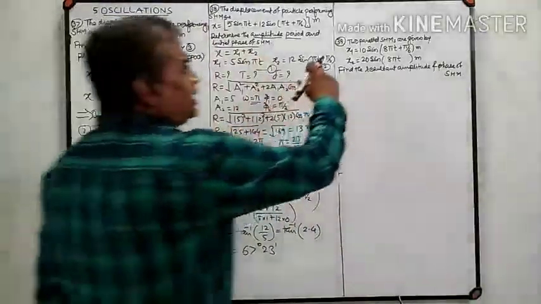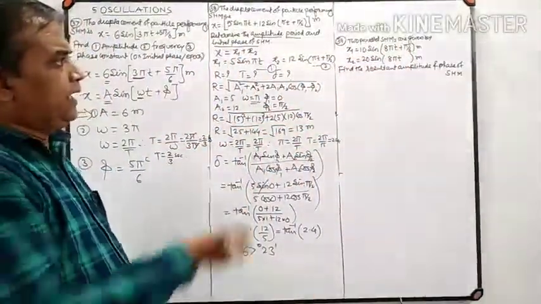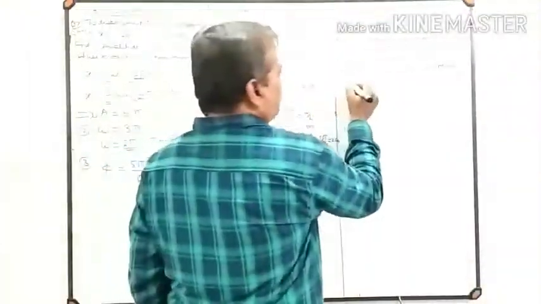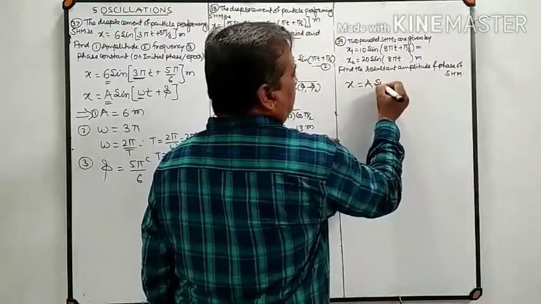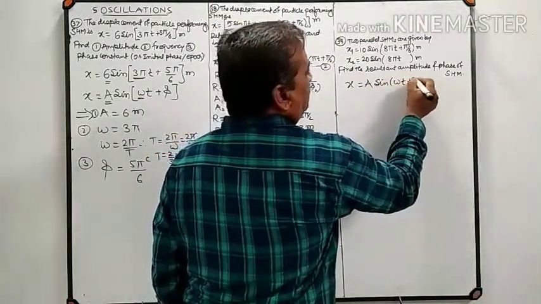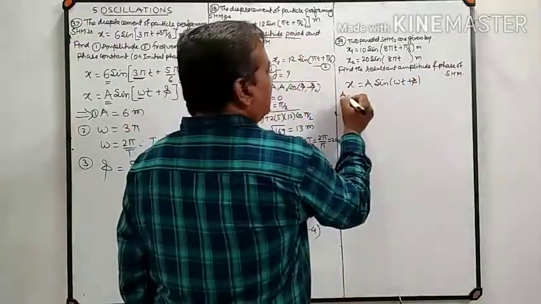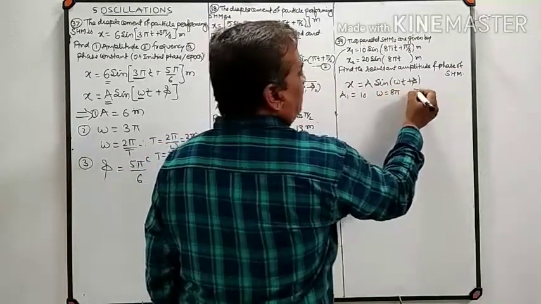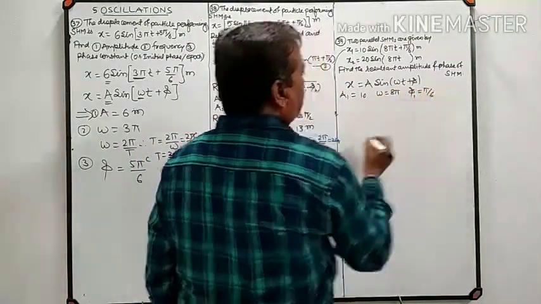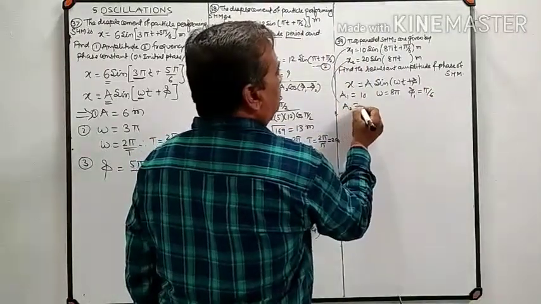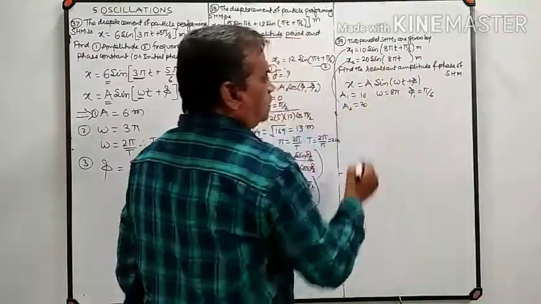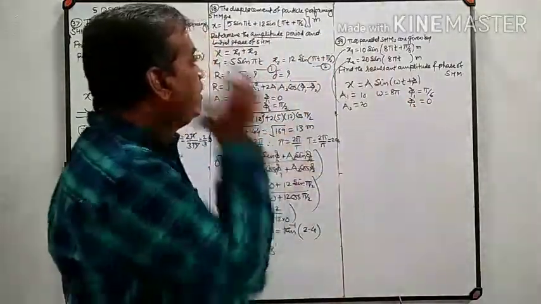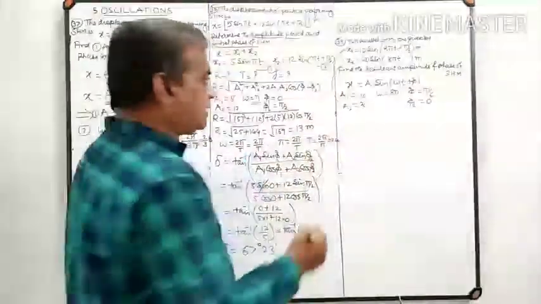And the last one, again we are given two parallel SHM, x1 equal to A1 sin of omega t plus phi 1. If I compare this equation with the general expression x is equal to A sin of omega t plus phi, A1 is equal to 10, omega is equal to 8 pi, and phi 1 is equal to pi by 6. From the second one, A2 is equal to 20, phi 2 is equal to 0, and again omega is 8 pi. Find the resultant amplitude and phase of the SHM.